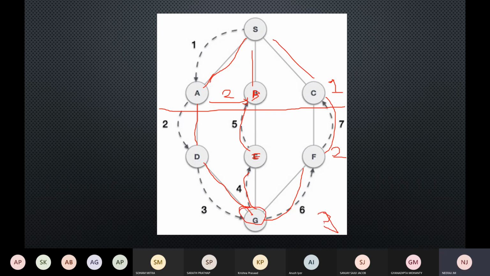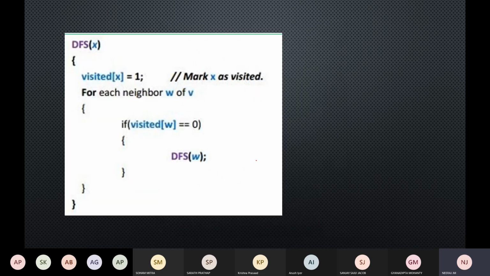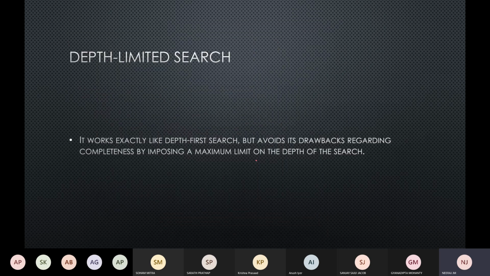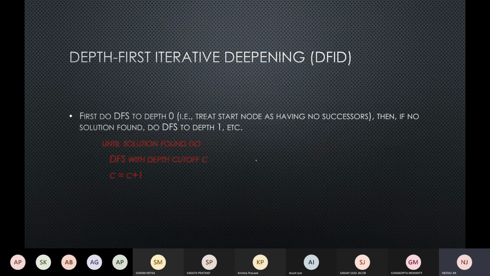So again, it shortens the time complexity, but it will be a little bit slower than the depth limited search. But obviously, everything has its advantages and disadvantages. Here, you don't need to actually know the depth of the graph. It's as simple as that. So that is why you use DFID, depth first iterative deepening search.